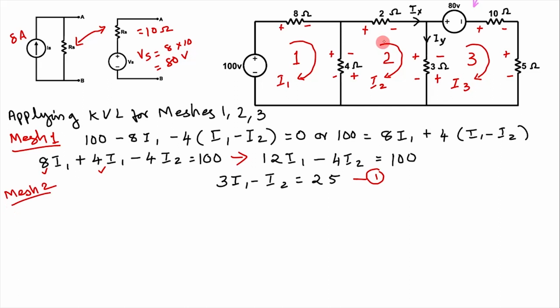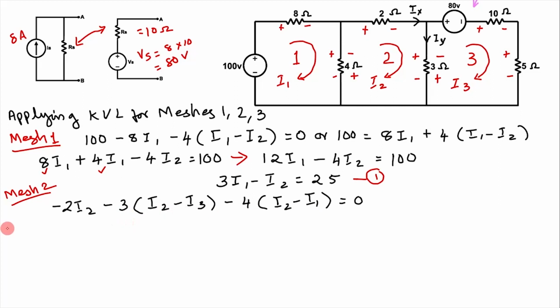Then for mesh 2, here I2 is flowing from positive to negative, so there is a voltage drop, that is minus 2 I2. Here I2 is flowing from plus to minus, so minus 3 into the difference of I2 and I3, as they are in opposite direction. As we are in mesh 2, we have to write I2 first, I2 minus I3. Then here in the 4 ohm resistance, I2 is flowing from plus to minus, so minus 4 into the current, which is the difference between I2 and I1 as they are in opposite direction. As we are in mesh 2, we have to write I2 first, minus I1. So the algebraic sum is equal to 0.